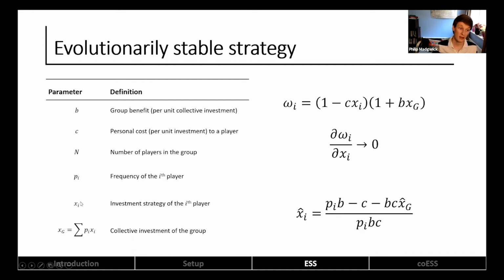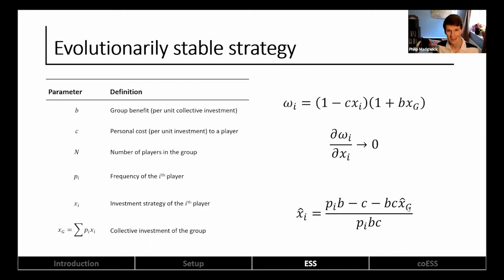So this strategy, very critically, is variable across frequencies. And we want to know what this strategy looks like. So what we can do is take the equation for fitness and solve for the maximum, and we end up with an ESS that looks like this. Now, this ESS is actually incomplete. What that means is that it isn't actually telling us what an individual player should invest, because it's still dependent upon this group level term. And this turns out to be a really thorny problem.